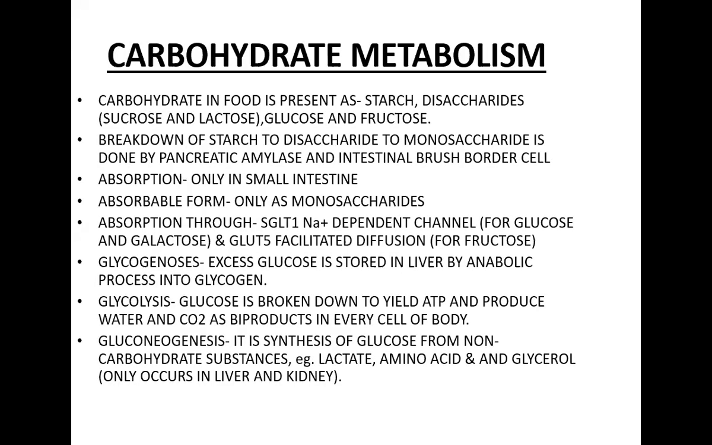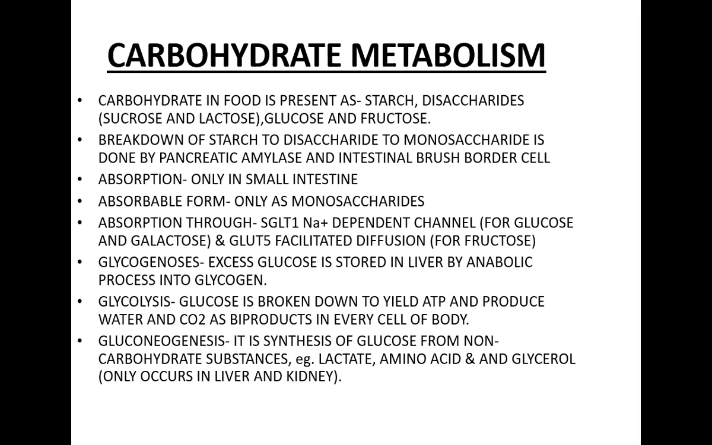Now, I come to the topic of carbohydrate metabolism. Carbohydrate in food is present as starch, disaccharides, that is sucrose and lactose, glucose and fructose. Breakdown of starch to disaccharides and to monosaccharides is done by pancreatic amylase and intestinal brush border cells. Absorption is only in the small intestine and the absorbable form is only as a monosaccharide. The absorption is through SGLT1 sodium-dependent channels for glucose and galactose, which is an energy-dependent transport, and GLUT5, which is a facilitated diffusion for fructose.